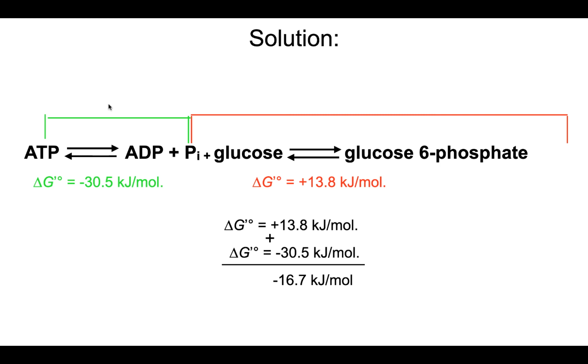Okay? So when you want to couple two reactions, they have to share an intermediate. And when you add up their delta G's, they have to have a negative delta G, which will tell you that reaction is running in the forward direction as you write it.